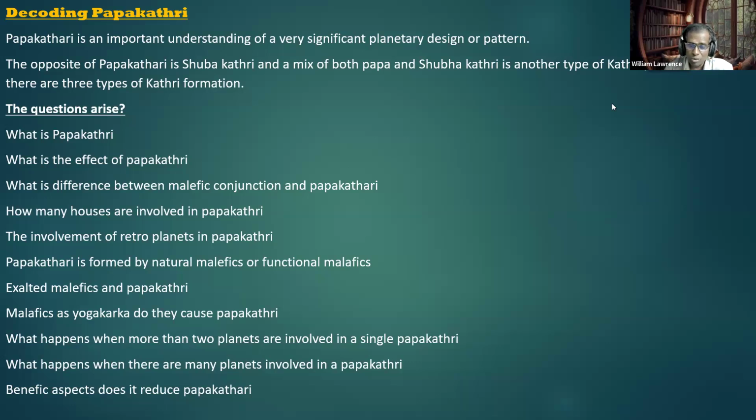Many people usually assume it is just three houses that are involved. If the benefic is in between two malefics in the same sign, it's Pabhavadya, but if it involves three signs, it is supposed to be Papakatri. Then what is the influence of retro planets in Papakatri? Is it only if the planet in the second is retro that it is considered a Papakatri? Or if the planet in the second is direct and moving away, and the planet in the 12th is retro, is there a Papakatri or not? That is another point.